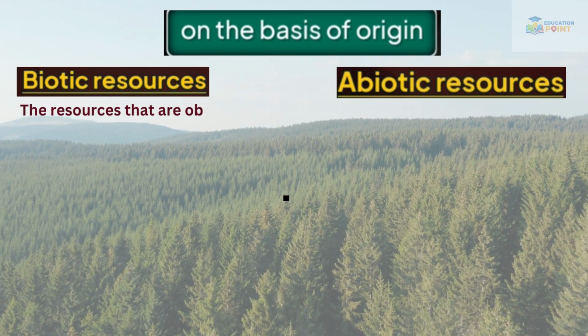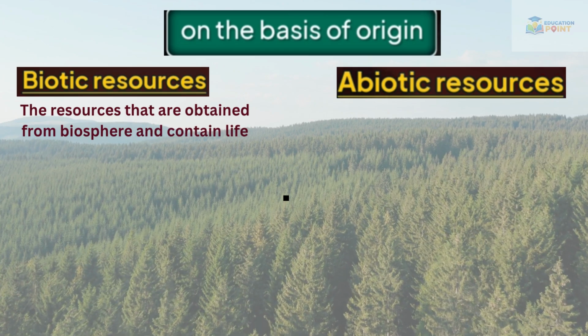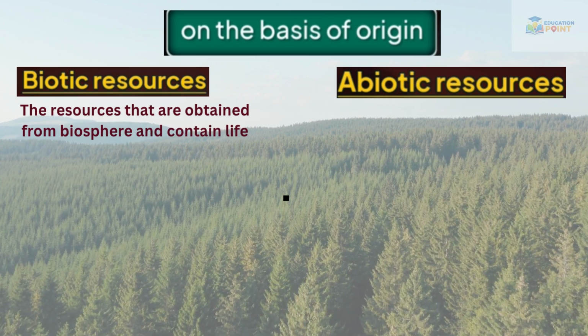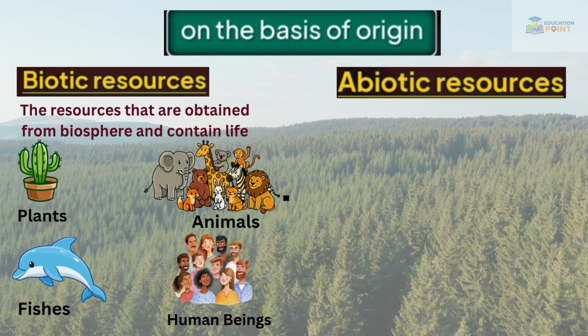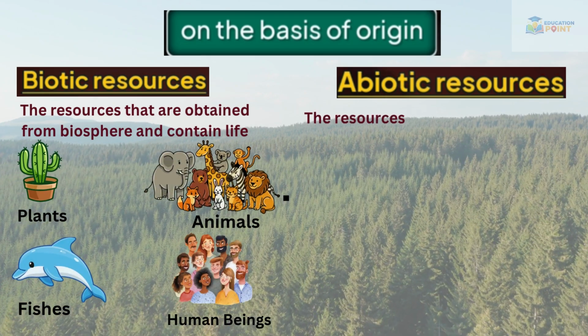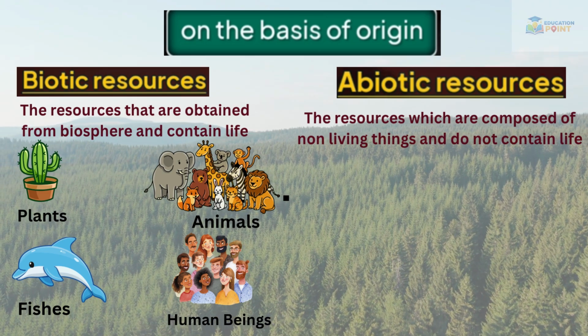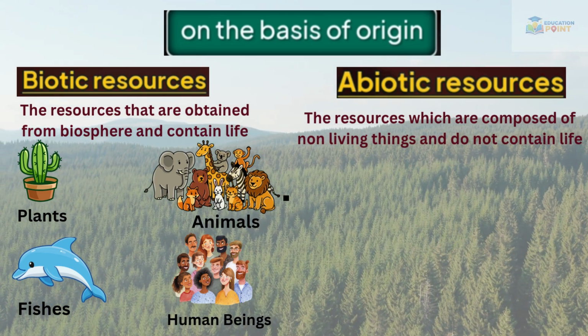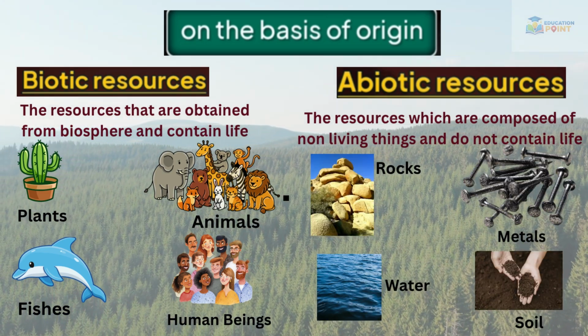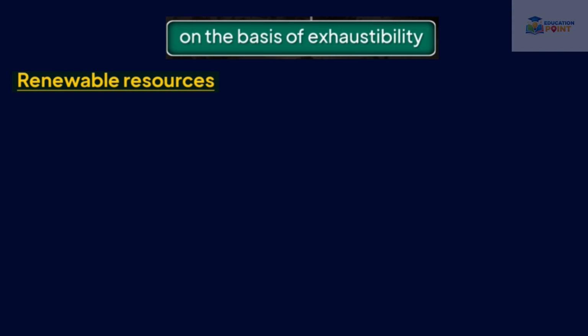The resources that are obtained from biosphere and contain life are biotic resources, like plants, animals, fishes, human beings. Abiotic resources are the resources which are composed of non-living things and do not contain life, for example rocks, metals, water, soil. Second classification is on the basis of exhaustibility.